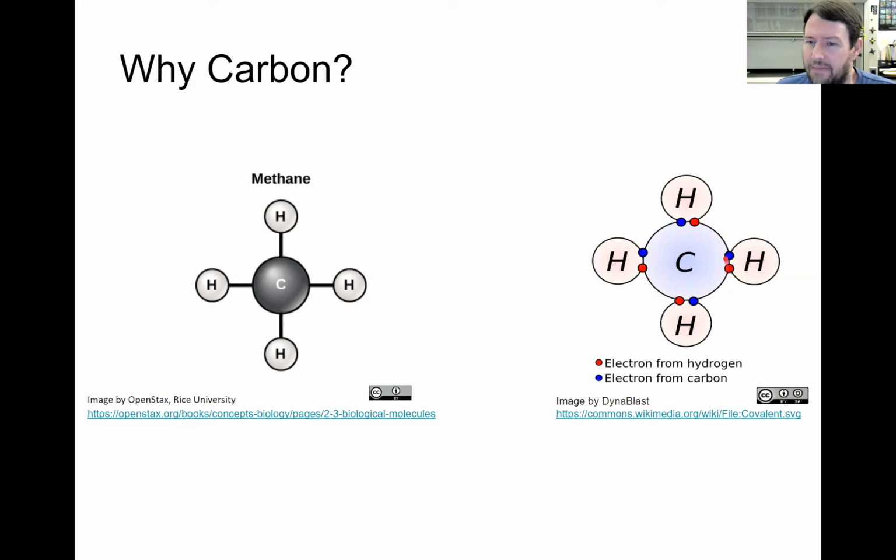But carbon can bond with a wide variety of other atoms. It can bond with oxygen, it can bond with other carbon atoms, it can bond with nitrogen. And in doing so, it can create a huge diversity of molecules.